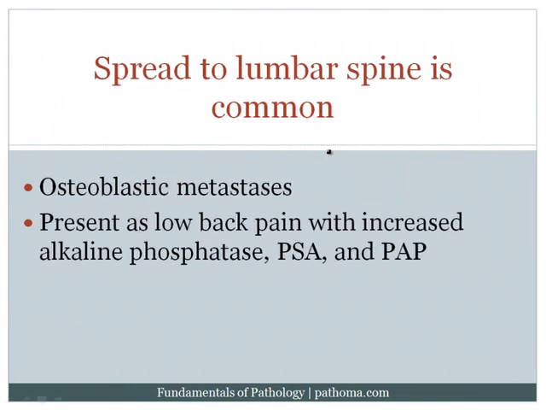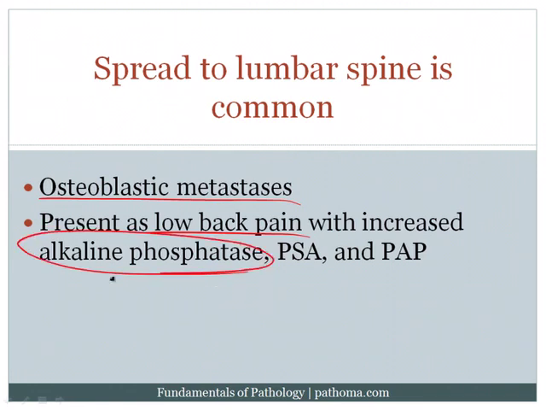One of the important things about prostate cancer is that it often likes to spread to the lumbar spine. When it spreads to the lumbar spine, it produces osteoblastic metastases, such that rather than getting lytic punched out lesions, you get these sclerotic lesions of the bone. Now this would present with low back pain, and the alkaline phosphatase would be increased. Again, alkaline phosphatase is a sign of osteoblastic activity, indicating that bone is being laid down, and we're well aware of the fact that we get osteoblastic metastases with prostate cancer.